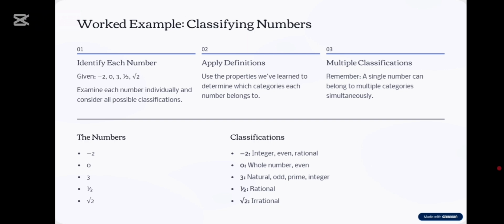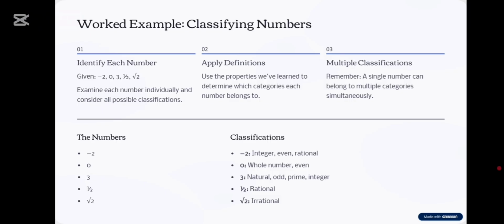Looking at those 3 steps, you can see that we can qualify 2 and -2 to be an integer, an even number, and a rational number. Then 0 is a whole number and an even number. Then 3 is a natural number, odd number, prime number, and an integer. Then 1/3 is a rational number because it can be expressed as a fraction of two integers.